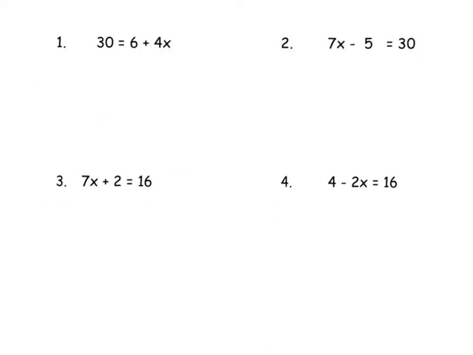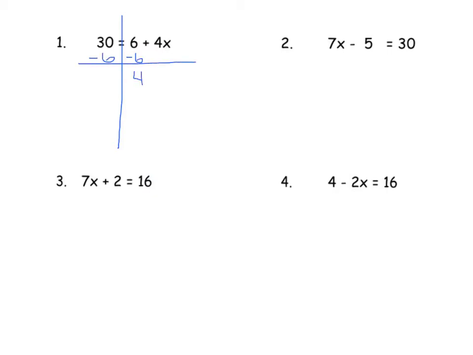Alright, looking at the examples, example 1, we find our variable. It's right here, this x. So we see that 6 is being added to it and 4 is being multiplied. We need to get rid of whatever is added or subtracted first, or you can think of it like you get rid of whatever is furthest away from it. So we're going to get rid of this 6. So we have to subtract 6 from both sides.